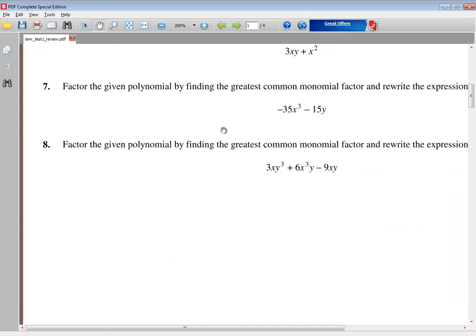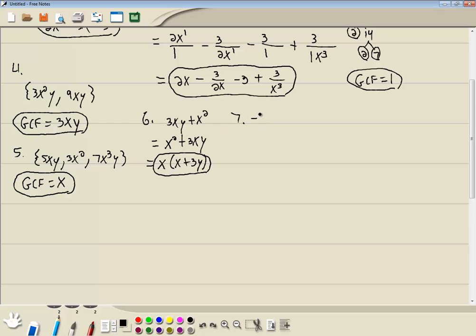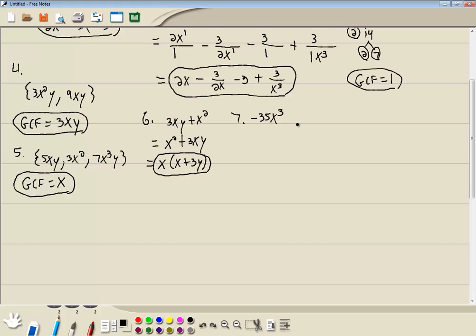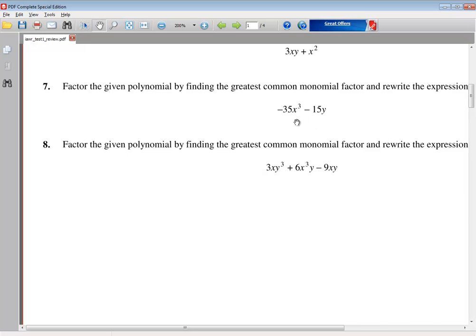Number 7. We got negative 35x to the third and minus 15y. I guess there are different variables. Okay, factor out the greatest common monomial factor. It's kind of a weird way to put it. And rewrite the expression. Okay, so let's factor out GCF.